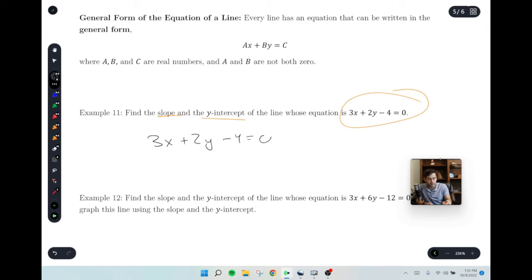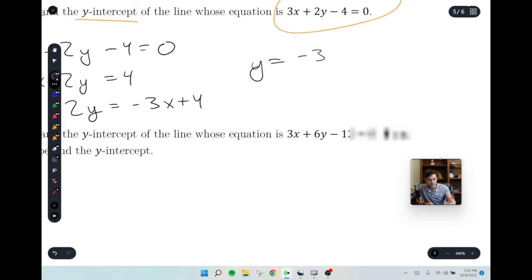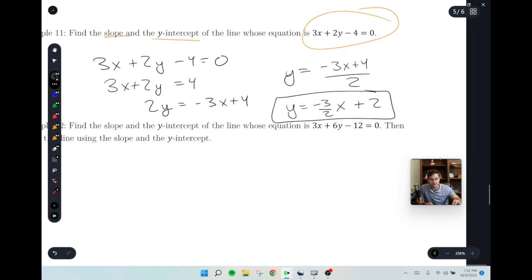First thing you want to do, you're trying to get y by itself, right? So the first thing you want to do is move that 4 over. 3x plus 2y equals 4, right? Second thing you want to do is move those x's over. Negative 3x plus 4. Third thing you're going to want to do is divide by 2. And you're left with y equals all that mess divided by 2. So negative 3x plus 4 all over 2, which is y equals negative 3 over 2x plus 2. And so there's your slope and there's your y-intercept.